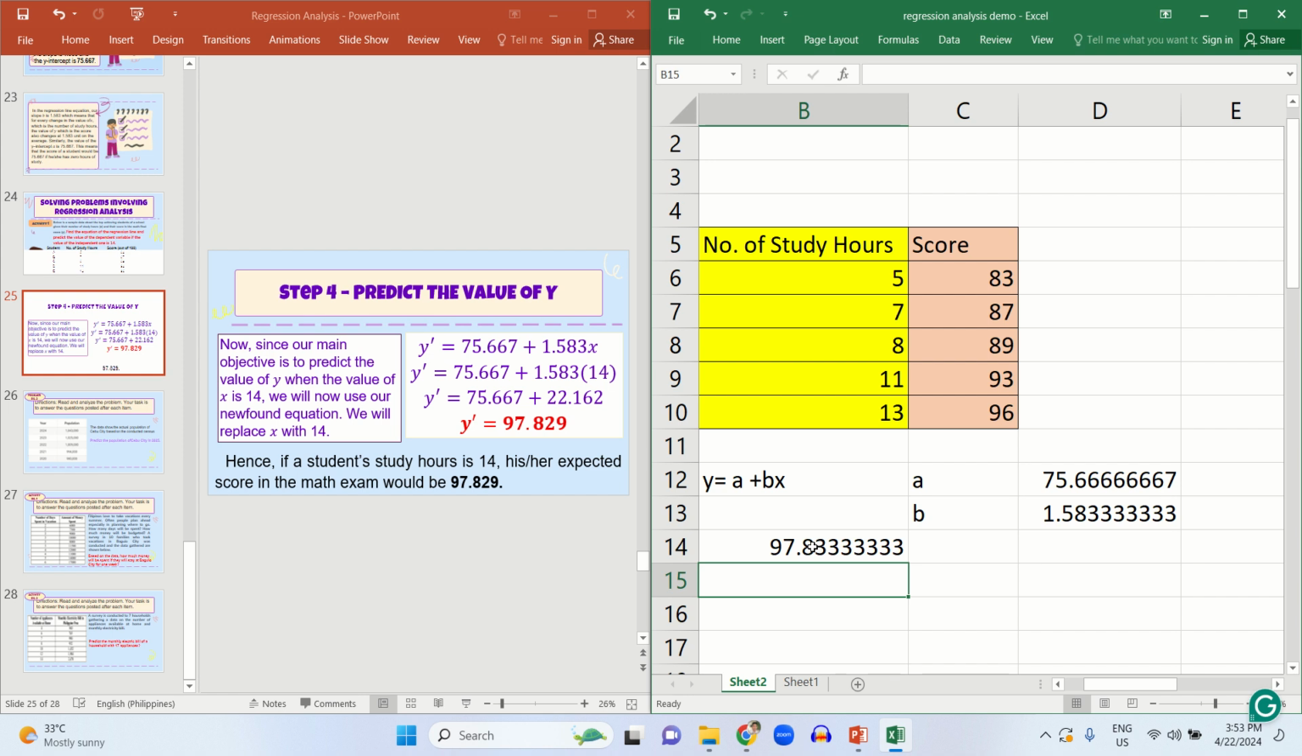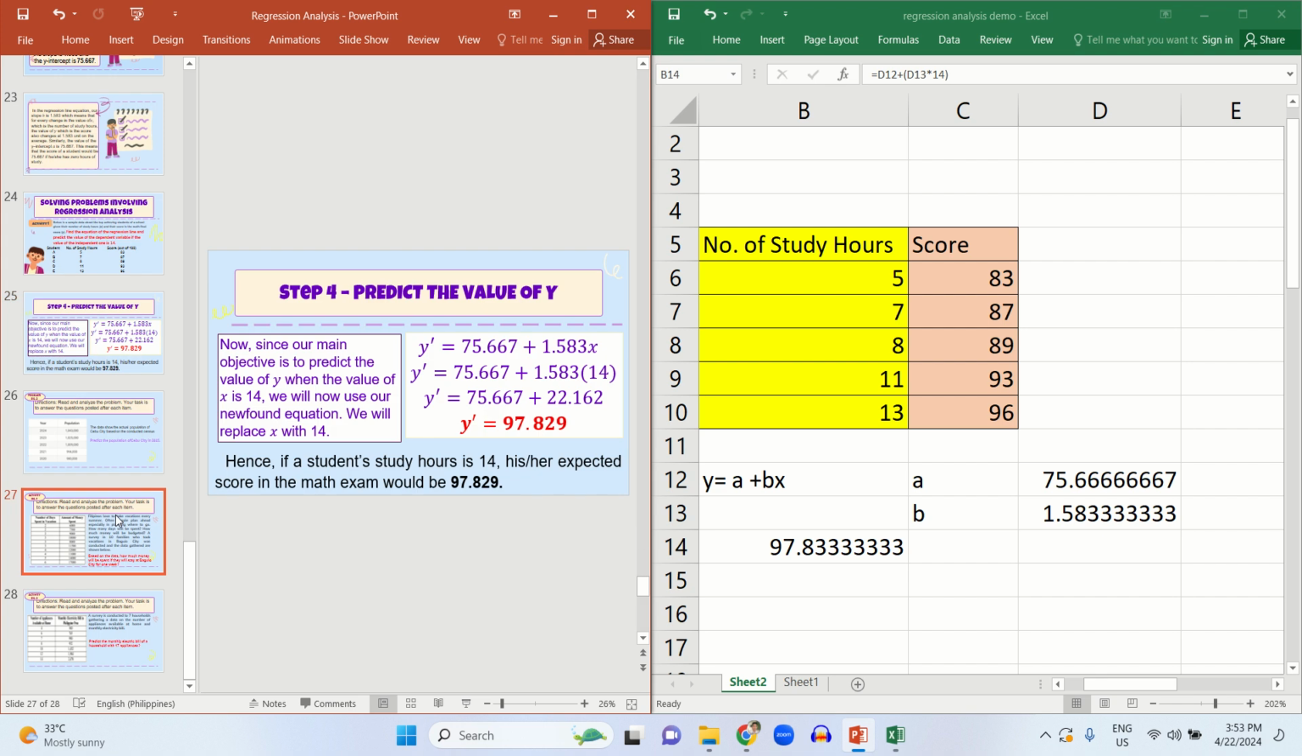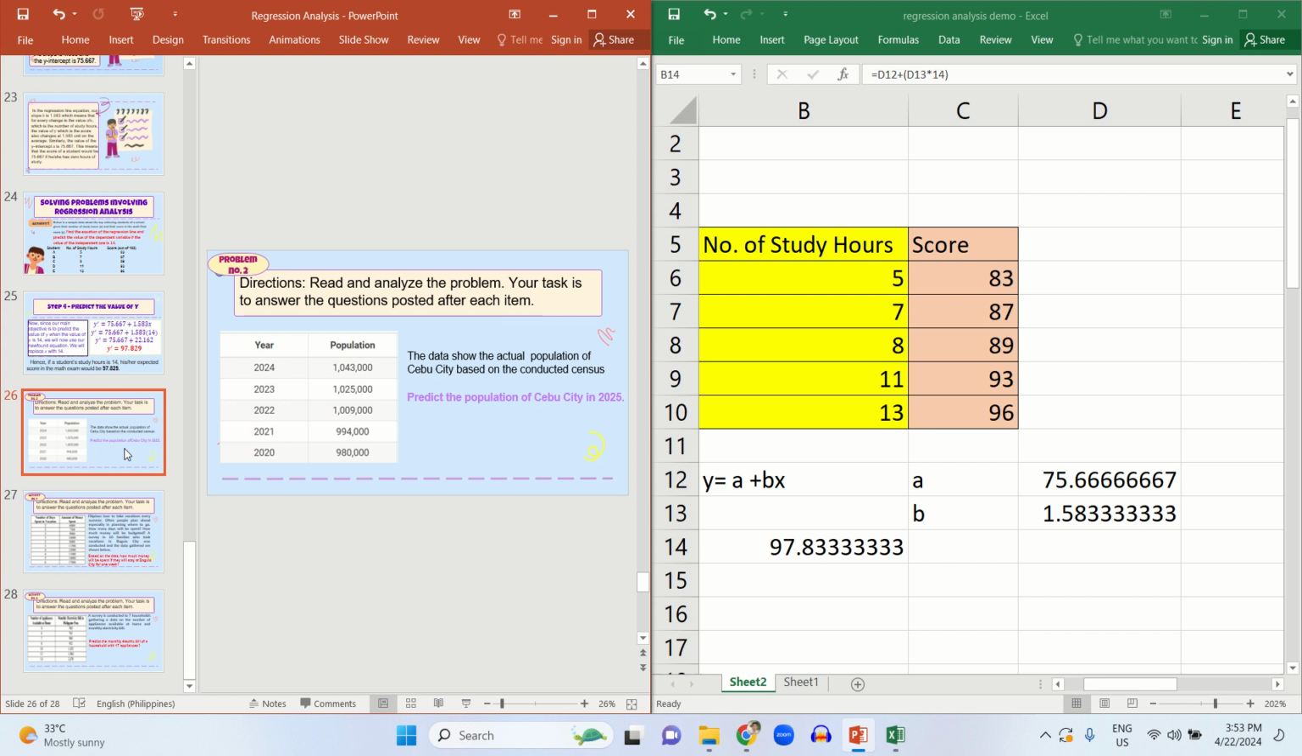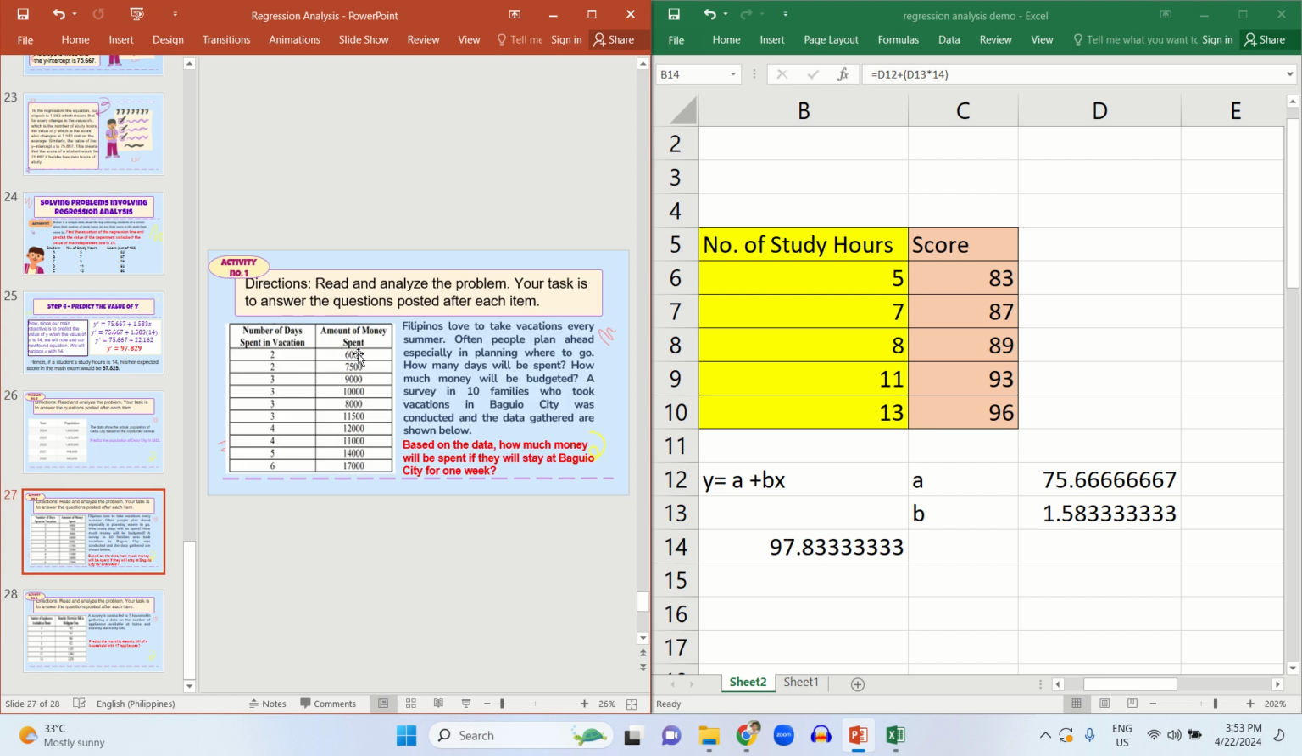Enter. Okay, we have the same result as what we did in mano-mano or manually, and the same result as well with Microsoft Excel. Which one is faster? Of course, Microsoft Excel is faster in computing the regression analysis. Okay, so I hope everything is clear so that we can proceed with the next part, which is activity number 1 and activity number 2.